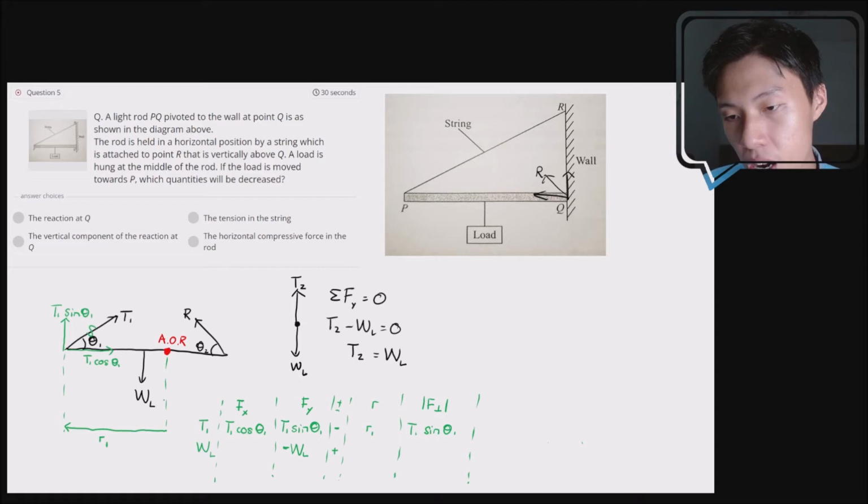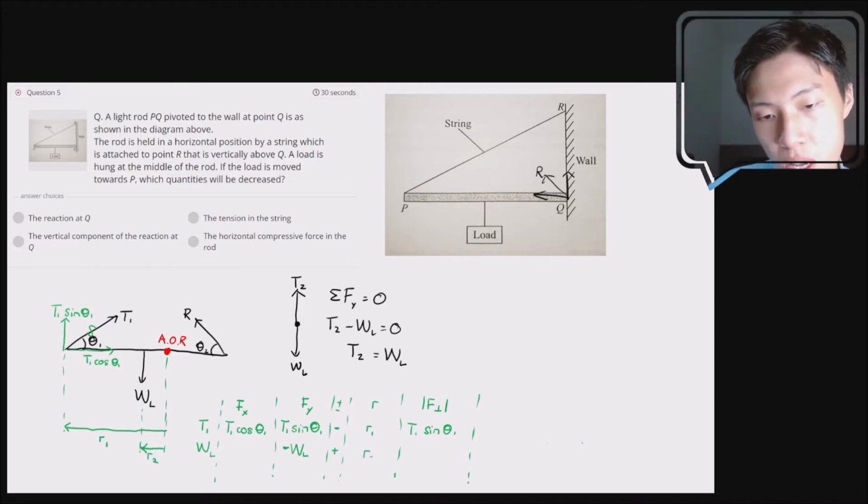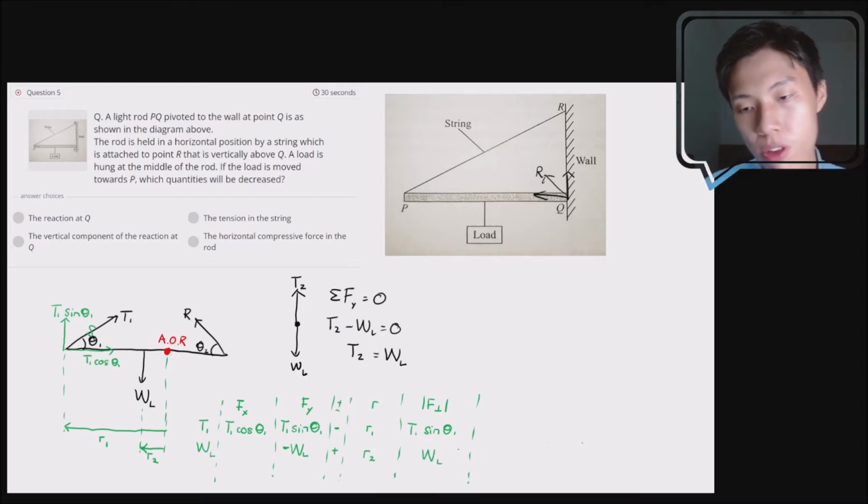Then the r, the distance from the axis of rotation to the point where the force is being exerted, this one we call it r2 then. So this is r2. Then the f perpendicular is just the whole weight of the load.